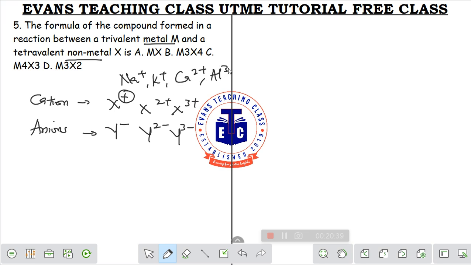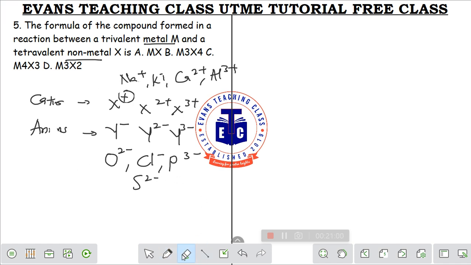Examples of cations are sodium, potassium, calcium, aluminium. Anions are something like oxygen, chlorine, what else again? I think phosphorus is 3 minus. I can still remember. Yes, phosphorus is 3 minus. So please, try to know them. Sulfur too. But that's not what I want to do now.